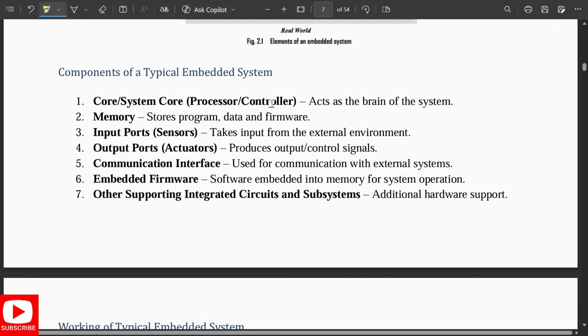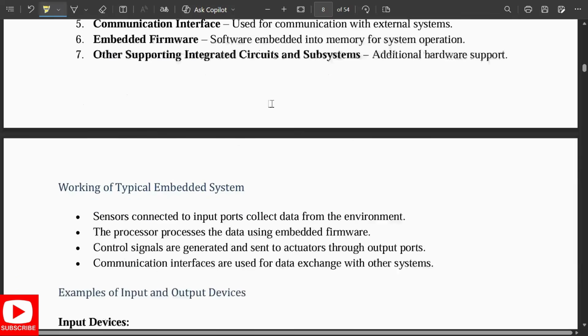Input ports, that is the sensors, take the input from the external environment. Output ports, that is actuators, produce the output or the control signals. The communication interface is used for communication with the external systems. Then embedded firmware is the software embedded into the memory for the system operation. Then other supporting integrated circuits and subsystems are the additional hardware support required for the functionality of the system.